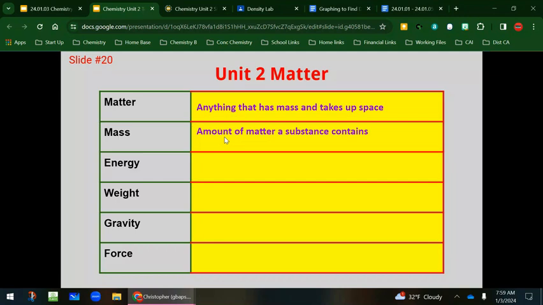Mass is the amount of matter a substance contains. This stopper contains a certain amount of matter that makes it the size it is, also makes it the mass that it is. Okay? Now, the amount of matter in this stopper never changes, ever. Well, unless you cut it in half. But otherwise, it is not going to change.